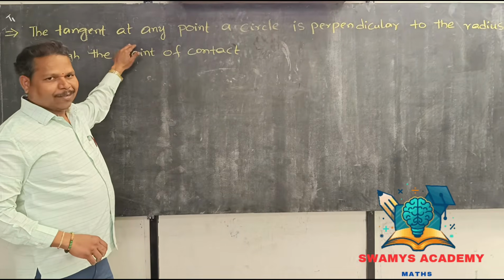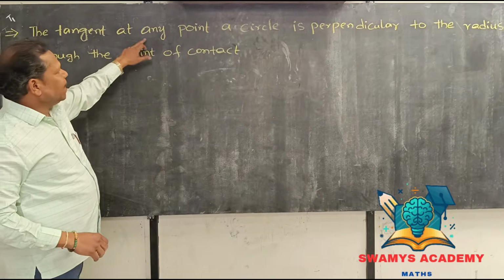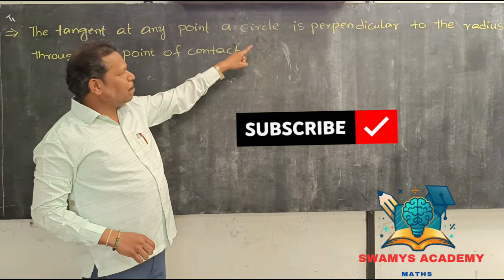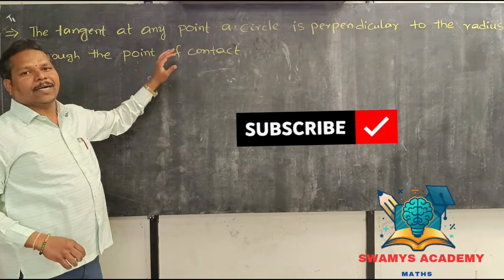This is Theorem 1. What does the theorem statement mean here? The tangent at any point of a circle is perpendicular to the radius through the point of contact.